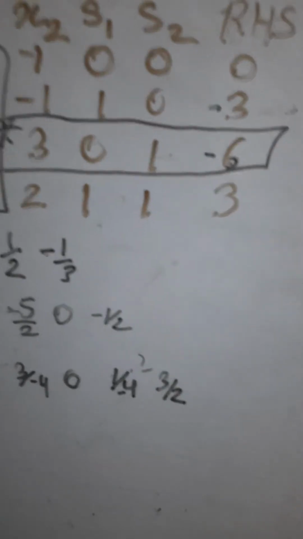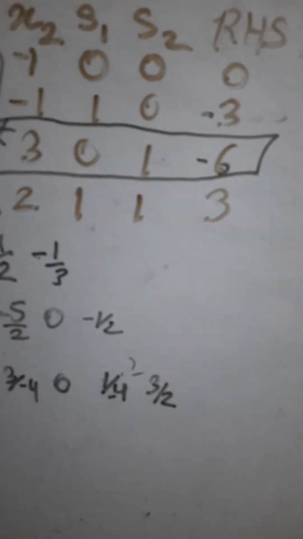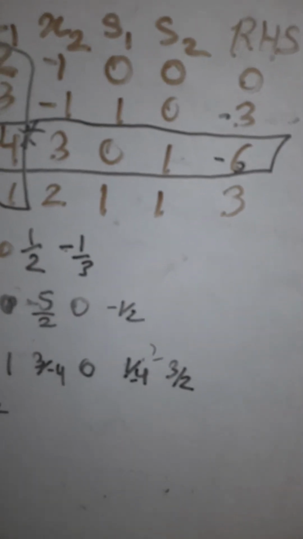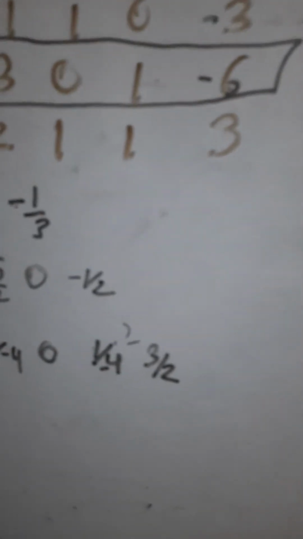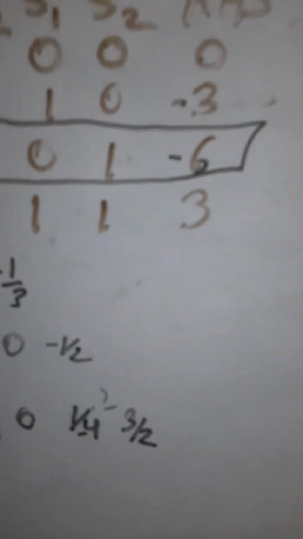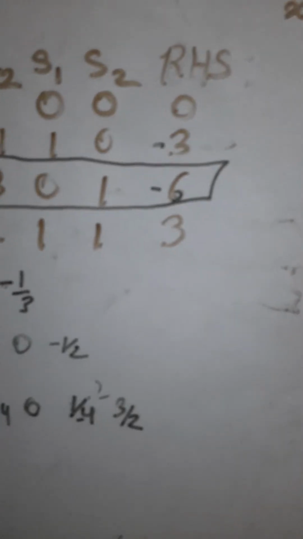3 by 2 multiplied by 2 is 3. 3 plus 0 is 3. So we get 3 here.